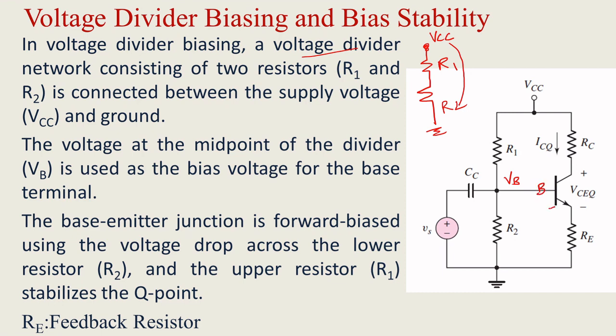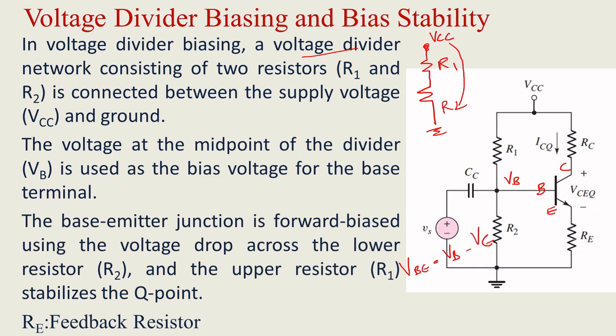So this is the base, this is the emitter and this is the collector. Another important thing is the drop across this R2 only will forward bias the base emitter junction. This RE is acting as a feedback network. It is indirectly affecting your input. How? We know that VBE equals VB minus VE.